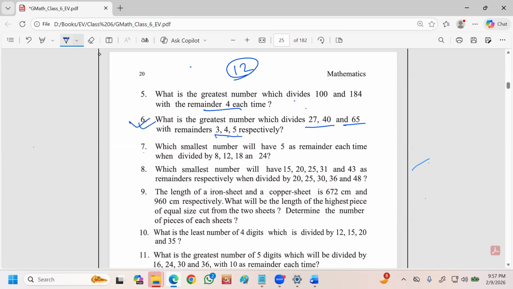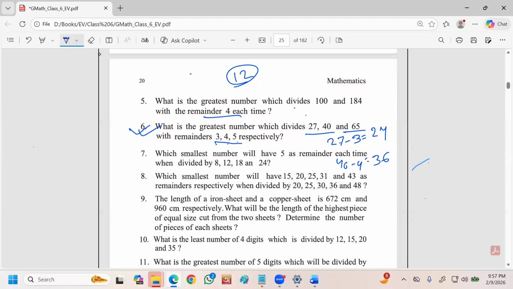Yes, sir. How can you solve this one? Just calculate 27 minus 3. You will calculate 27 minus 3 equals to 24. Then you will calculate 40 minus 4 equals to 36. Then you will calculate 65 minus 5 equals to 60. That means you have to find GCD of 24, 36, and 60.